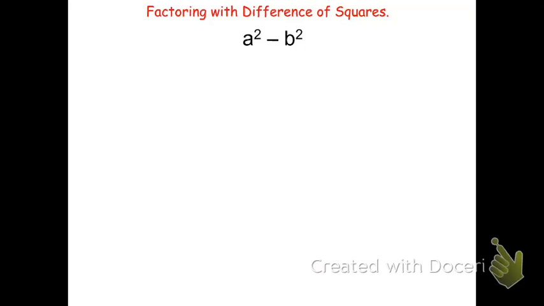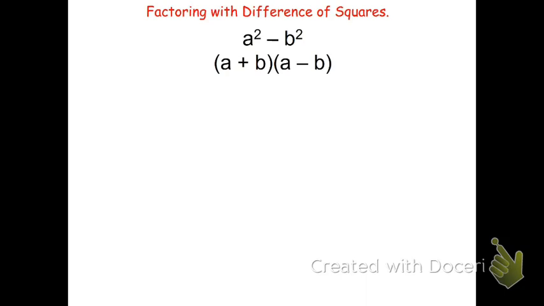In this video, we'll review how to factor using the difference of squares. The difference of squares is when you have a binomial where each piece is a square separated by a minus sign, hence a difference of two squares. The difference of squares, a squared minus b squared, can be factored in the following form. It is the quantity a plus b times the quantity a minus b.